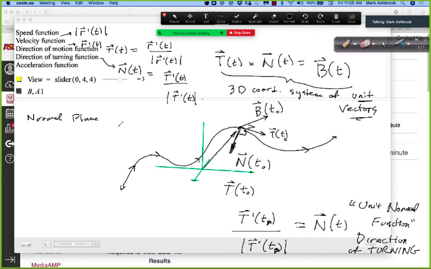Which two vectors form the normal plane? If it's the plane that the curve pierces through perpendicular to the plane. Is that N and B? He wants N and B. The rest of you agree?